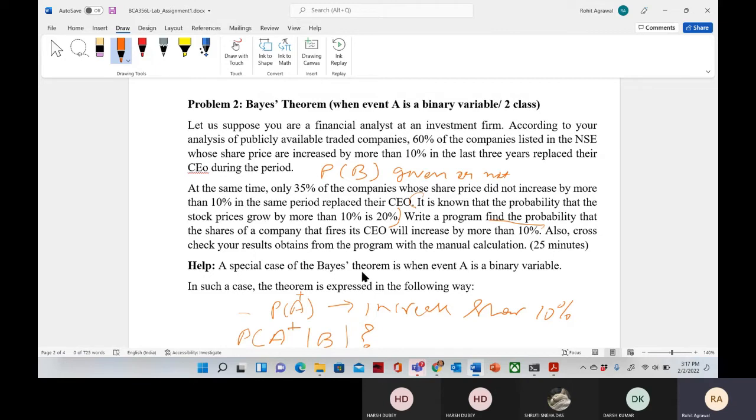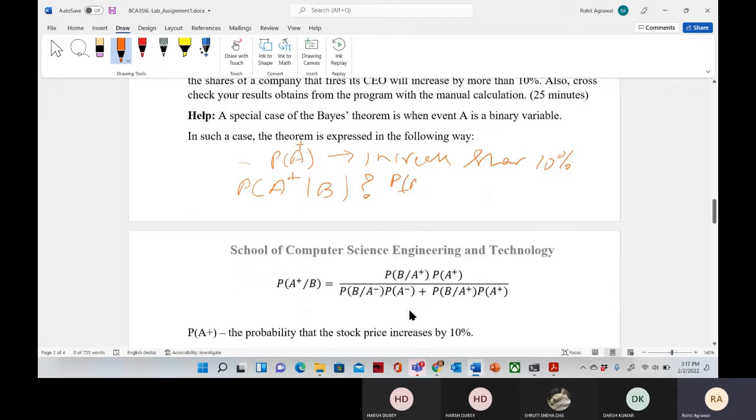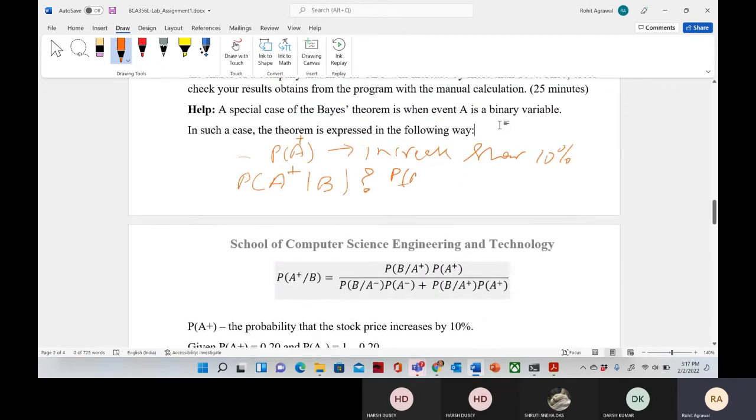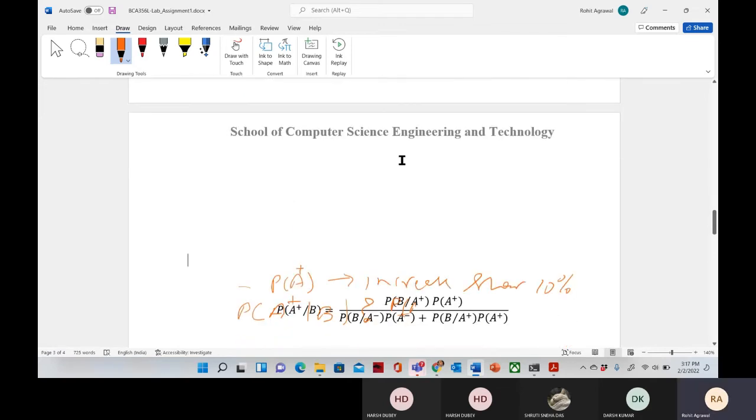So if you know only the first formula, then in the denominator there is the probability of B. Probability of B is not given, so you just think about what probability of B is. I will add some space here. From the probability subject, probability of B is P of B given A into probability of A plus probability of B given A minus into probability of A minus.